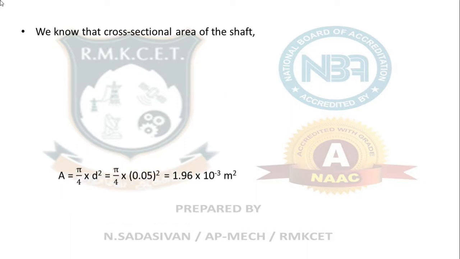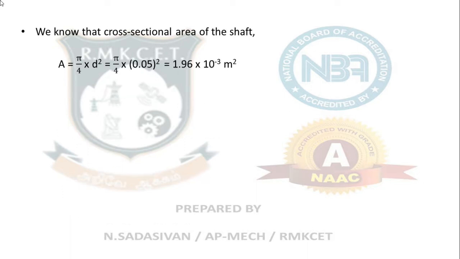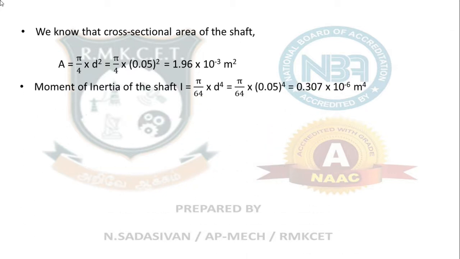Cross section area of the shaft is pi by 4 d square, pi by 4 into 0.05 squared, 1.96 into 10 power minus 3 meter square. Moment of inertia of the shaft is pi by 64 into d power 4. That is the same as what you have done in the earlier problem. Same moment of inertia comes here, 0.307 into 10 power minus 6 meter power 4.